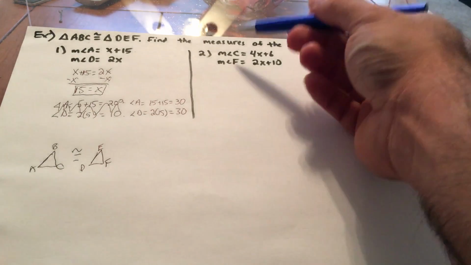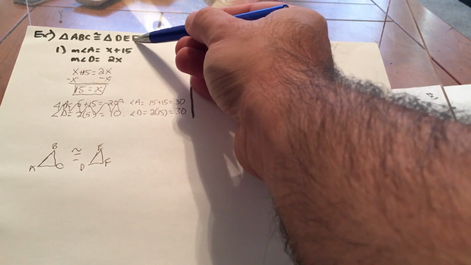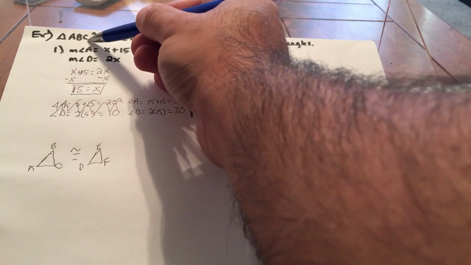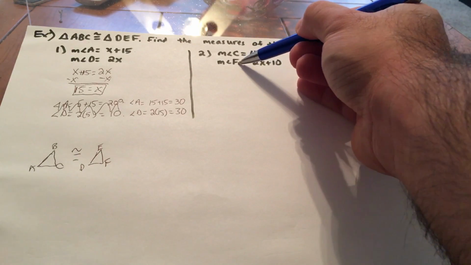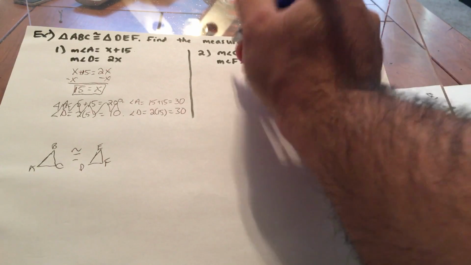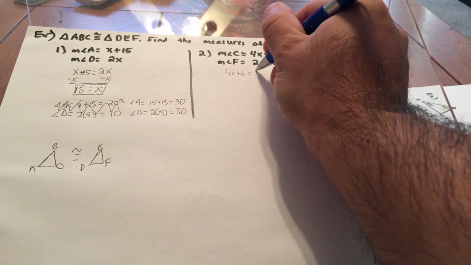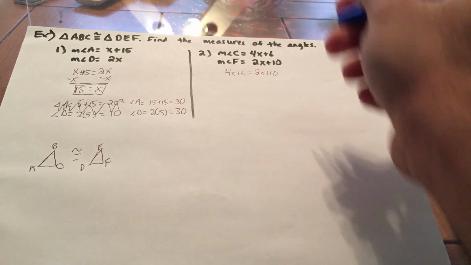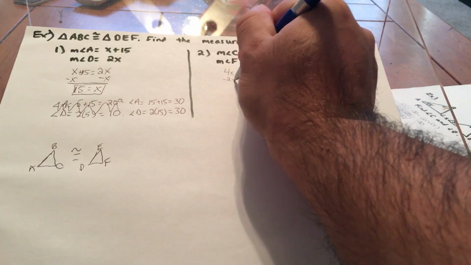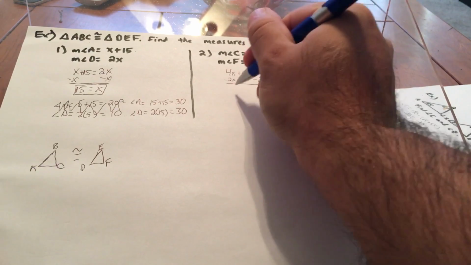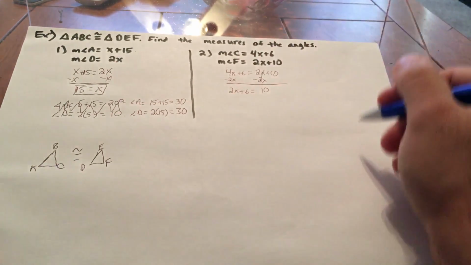All right, so in number 2, we've got C and F. We just want to double check to make sure C and F are in the same position written up here, and they are. They're both on the end. So C is going to be equal to F. So basically you take that formula, 4x plus 6, set it equal to 2x plus 10, and then you can solve for x. So we want to subtract 2x from both sides. So 4x minus 2x is 2x plus 6, and that's equal to 10 because those cancel.